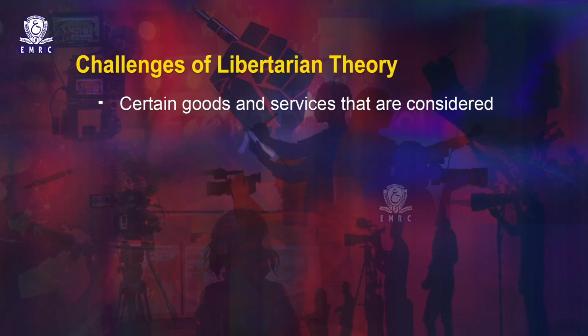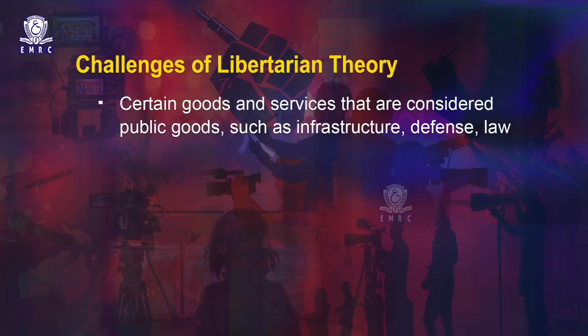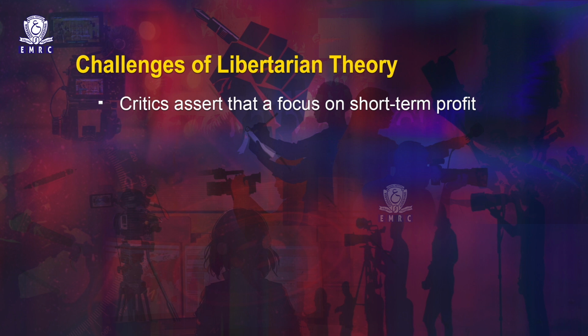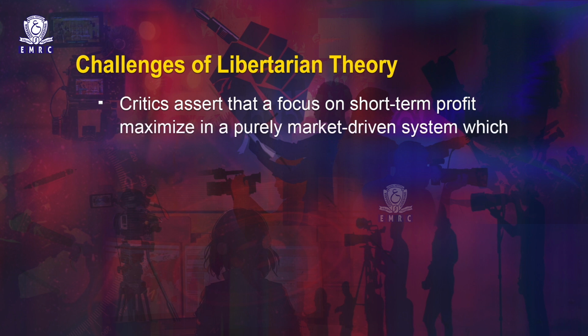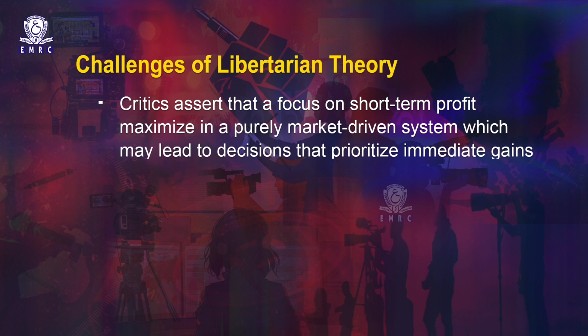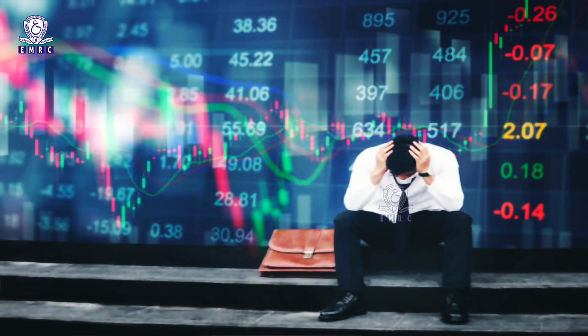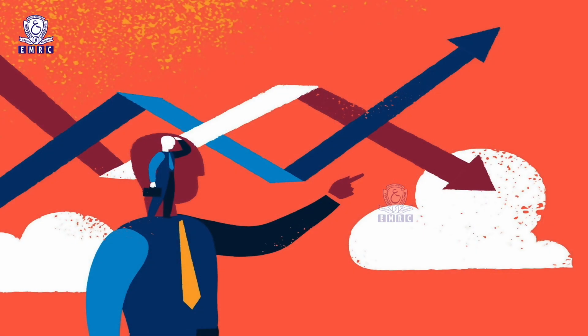Certain goods and services that are considered public goods, such as infrastructure, defense, and law enforcement, may be underprovided in a purely libertarian system. Critics argue that this could compromise the common welfare. Critics assert that a purely market-driven system focuses on short-term profit maximization, which may lead to decisions that prioritize immediate gains over long-term sustainability and societal well-being. External pressures such as financial market demands may encourage short-sighted strategies.